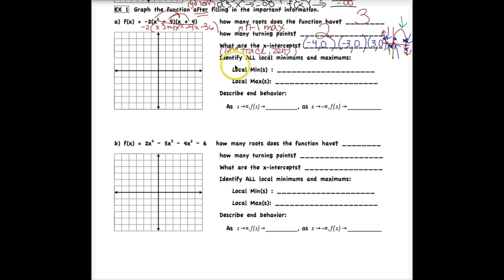Now we need to identify all local minimums and maximums, all the hills and valleys. If you look at your sketch in a standard window, you're not going to be able to see this top. So we need to adjust our window until we can find it. So it looks like it's going to be pretty high up there. So I'm going to adjust my Y maximum up to, say, 100. And I'm going to have it count by tens just because I need to be able to see it. And there I can. So I changed my window.